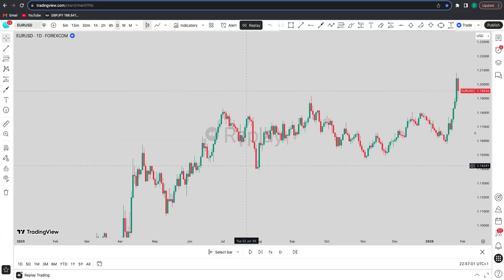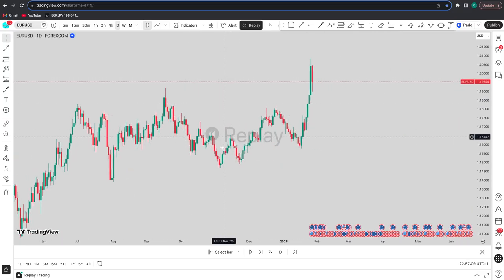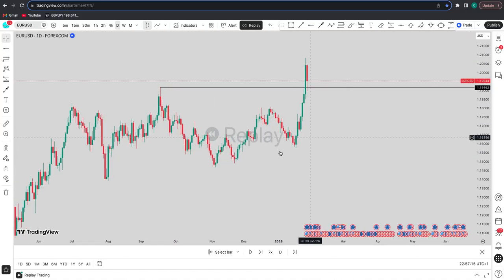I'm trying to use the replay tool. So on a situation like this, you see from this point the market was heading to the top, which is here. If I'm to draw my trend line in a situation like this, you see the market moved from point A, it went up, came back down to point B. So all I want to do is draw my trend line from point A to point B.